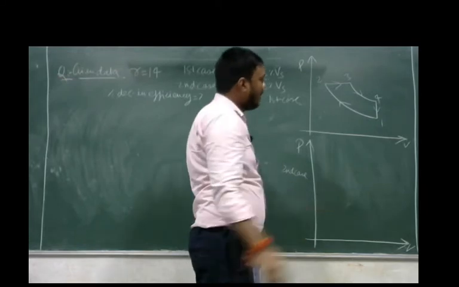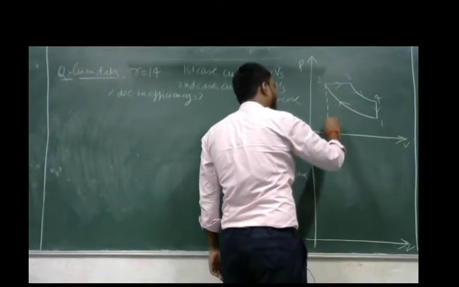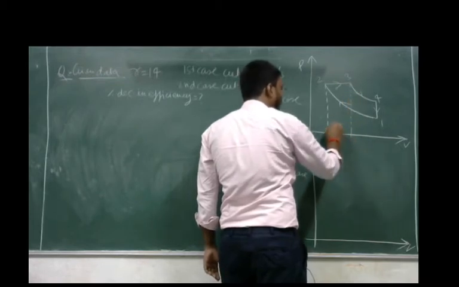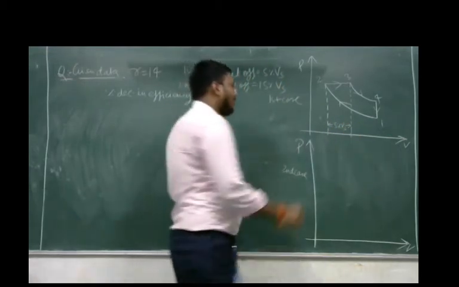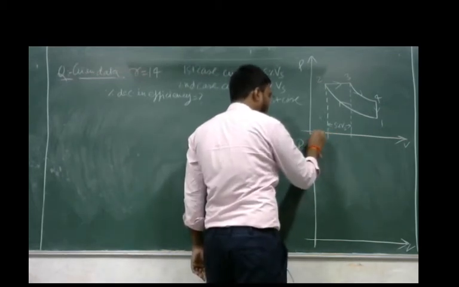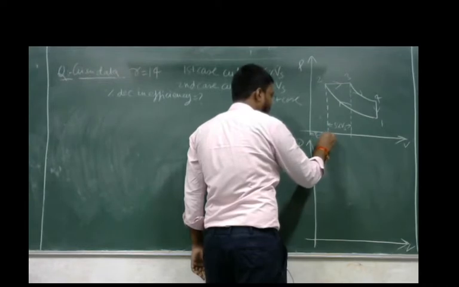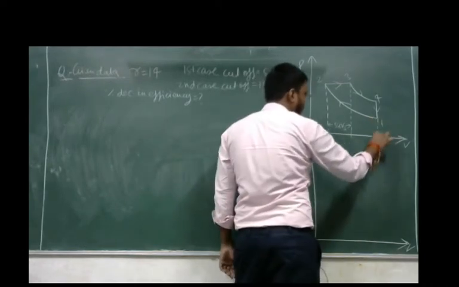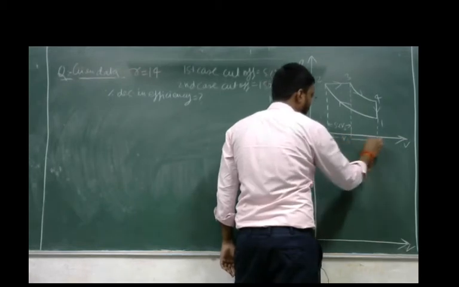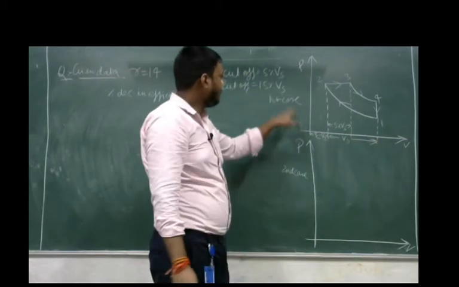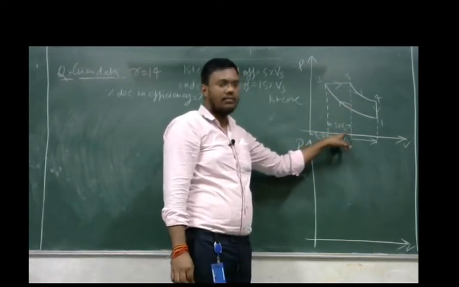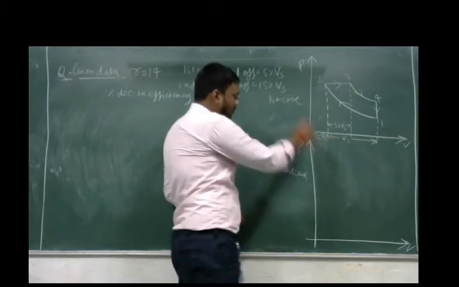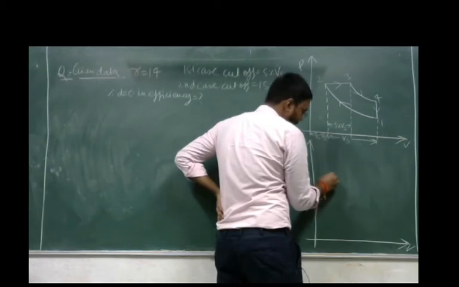In the first case, it is saying that the cutoff occurs at 5% of the stroke, which means from 2 to 3 the volume should be equal to 5% of Vs. It is given in the question. And we know very well this is the clearance volume, or volume at point 2, and this is the stroke volume Vs. So in the first case the cutoff volume should be 5% of stroke volume Vs. In the second case, we have to draw the same diesel cycle diagram.